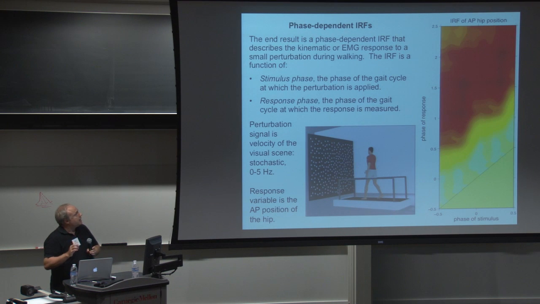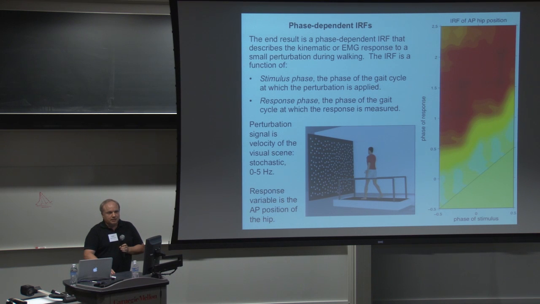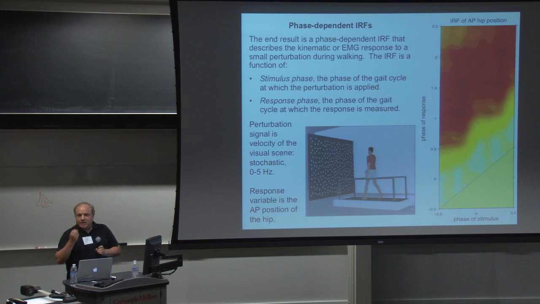The end result is a phase-dependent impulse response function, which depends on two variables. The first is the stimulus phase, the phase at which you applied the stimulus, indicated on the horizontal axis of the right-hand graph. 0 is heel strike. The second is the phase of the gait cycle at which you measure the response, indicated on the vertical axis. Green means no response. Red means a positive response.